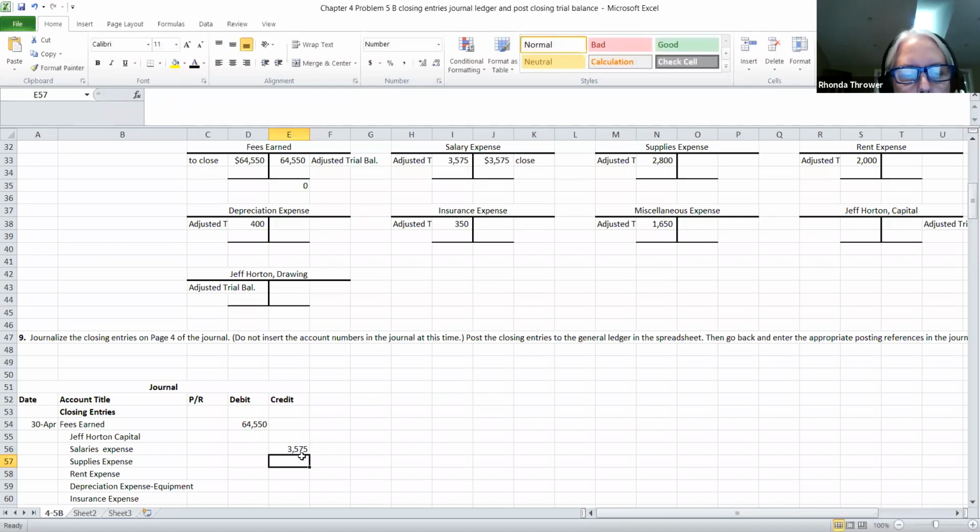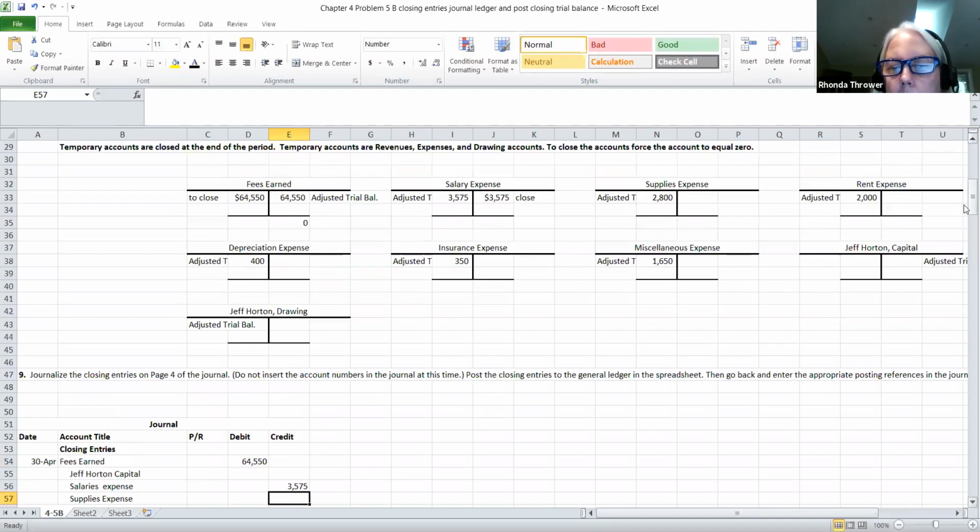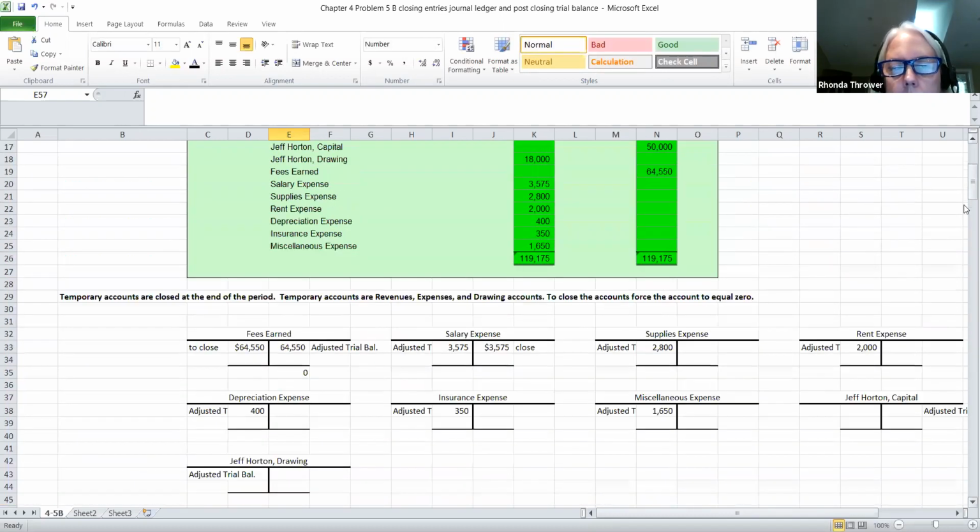And so we're going to move on to the supplies expense account, and we're going to close it. And supplies expense has a balance in our ledger at $2,800 right now. That's the adjusted trial balance amount. We want to force this to equal zero because we want to close this account. To close it, I've got to credit it for $2,800. This is to close it.